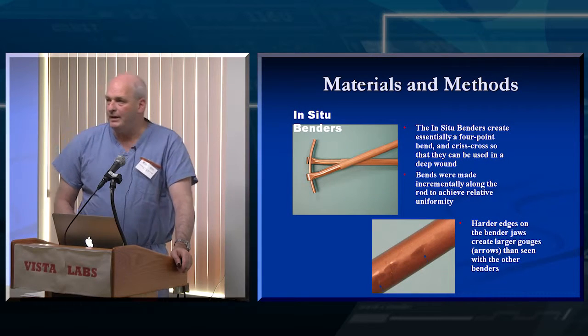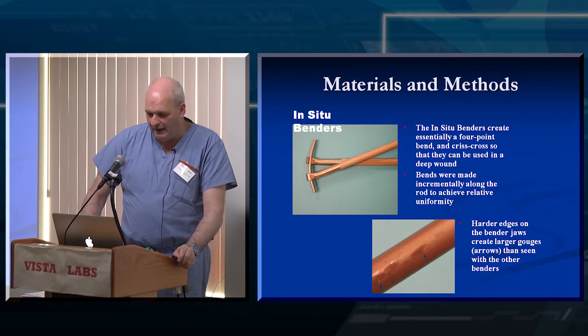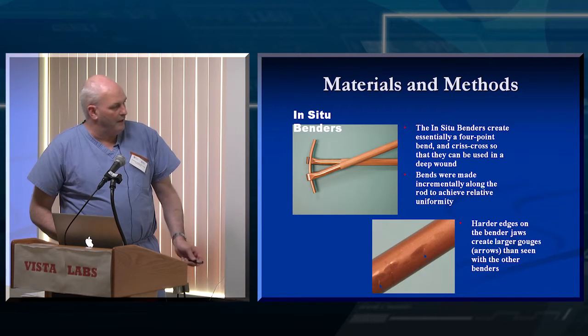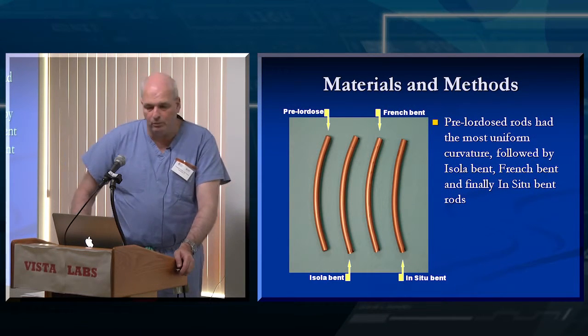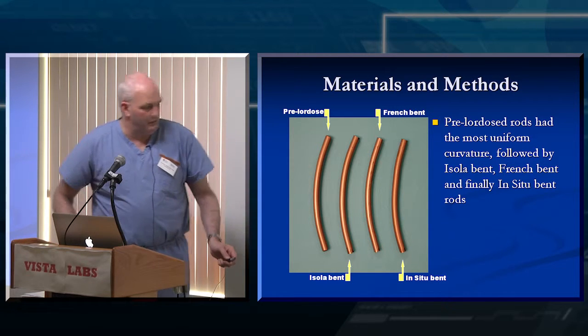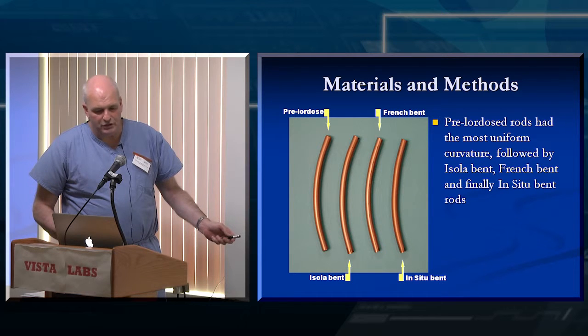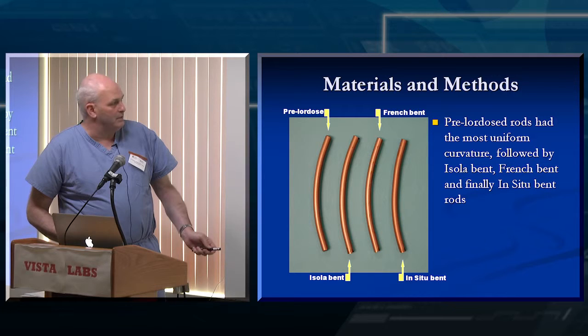This is an in situ bender, and a lot of people use these, including me, to go in and correct the rod. Again, you can see the notching on the rod from in situ bending. Then different companies make different pre-lordosed rods that are bent by the manufacturer, and then they're annealed in this particular shape, which makes them stronger.